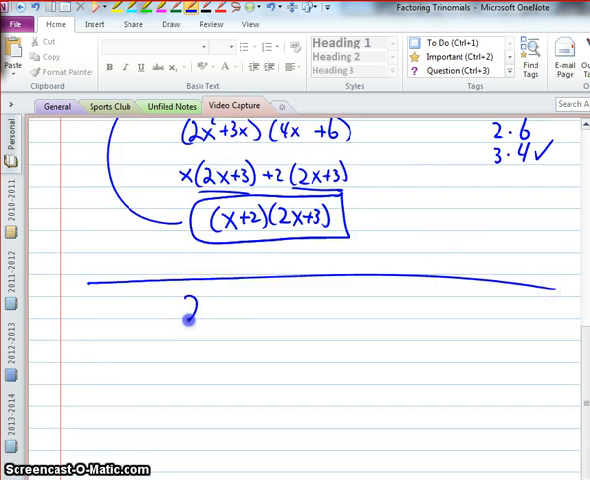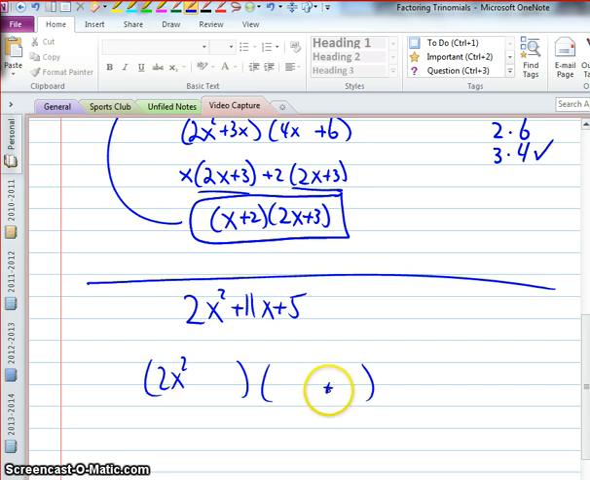More examples. 2x squared plus 11x plus 5. So you start by making your binomials. The 2x squared comes down and the 5 comes down. The only question is, how am I going to distribute the 11? Am I going to put 10 here and 1 here? Am I going to put 6 and 5, 8 and 3? Well, that's where our sum and product chart comes in. We know the sum has to be 11 and the product has to be 2 times 5, which is 10.